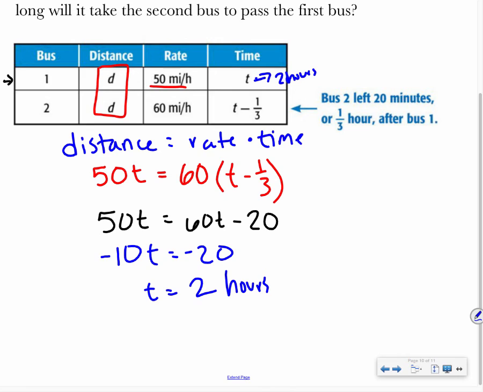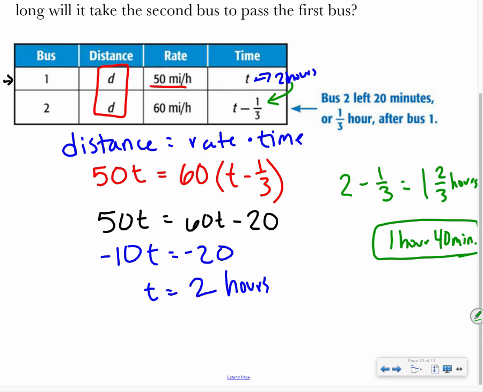So how long will it take the second bus to pass the first bus? So we have to plug that into our equation. So we say 2 minus 1/3, or 1 2/3 hours, which is the same as 1 hour 40 minutes. Okay?